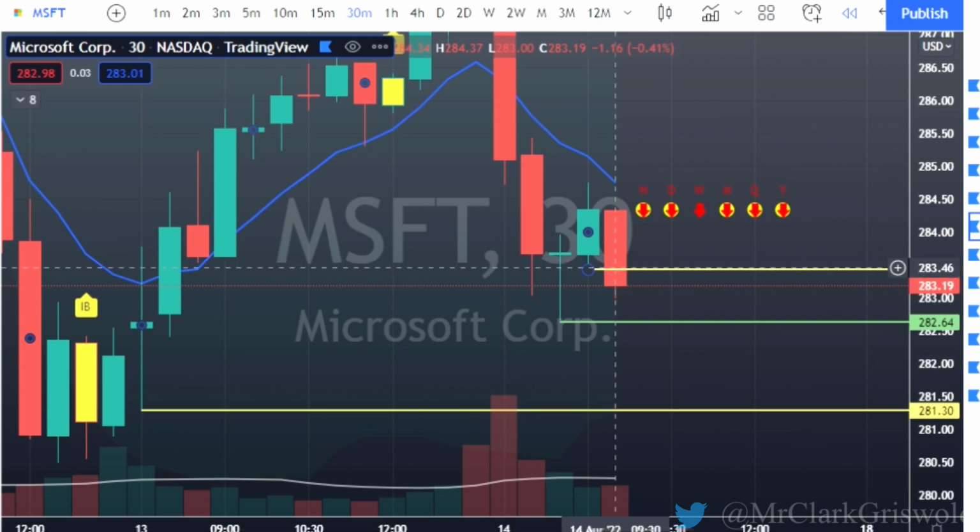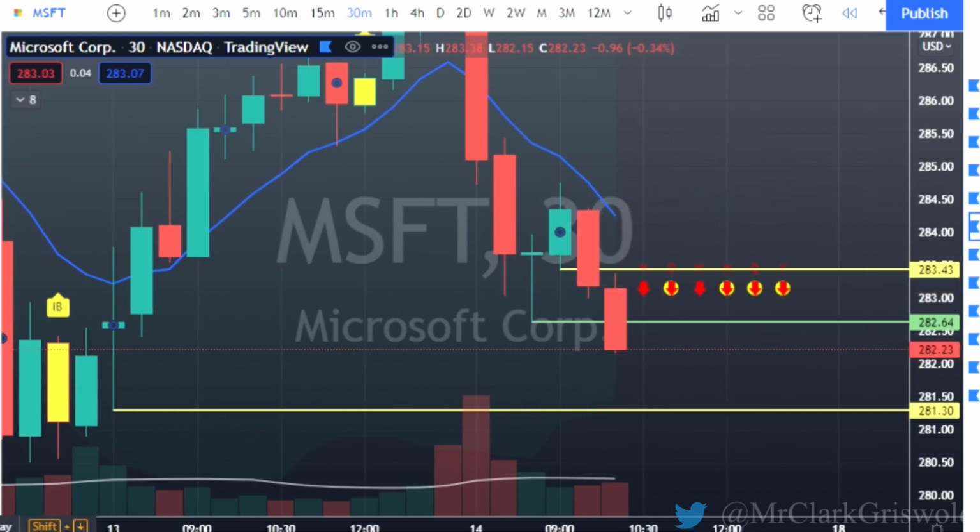Okay, but if we go to the next one, the next 30, and this is why we have patience, okay? We didn't reverse anywhere. We didn't cross back above our trigger. You guys should still be in this play on Microsoft, okay? At this point. And look at, we hit first targets.